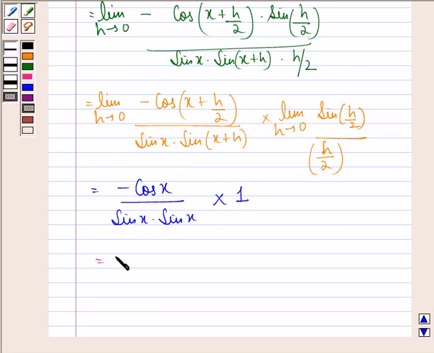And this is equal to minus cosecant x cot x, because cos x by sin x can be written as cot x, and 1 by sin x is cosecant x. So our answer to this question is minus cosecant x cot x.